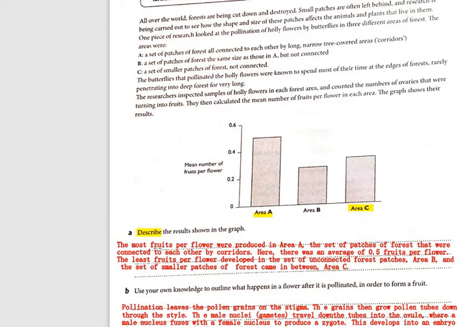So the results are: the most fruits per flower were produced in area A. As you can see, these are the highest mean number of fruits in area A. The set of patches of forest that were connected by corridors. So you see the set of patches, you basically use this information from here to connect your answer.